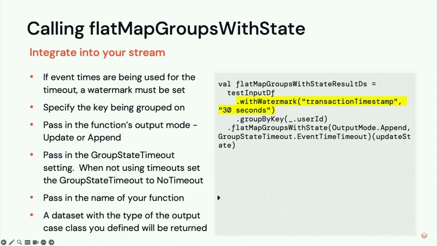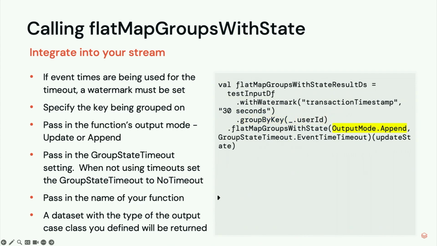Let's go through the pieces really quick. So here, because I'm using an event time that is in the data itself, I was required to specify a watermark, and I just specified 30 seconds here. This is my grouping key. I'm grouping on the user ID. This is my output mode. In this case, I'm using append, but update mode is also allowed.